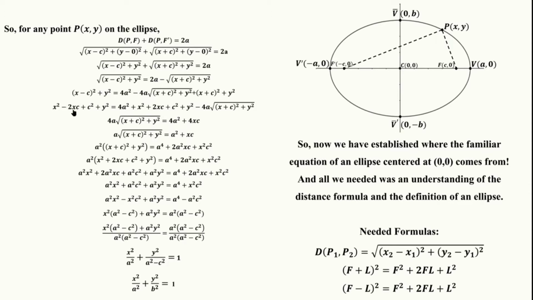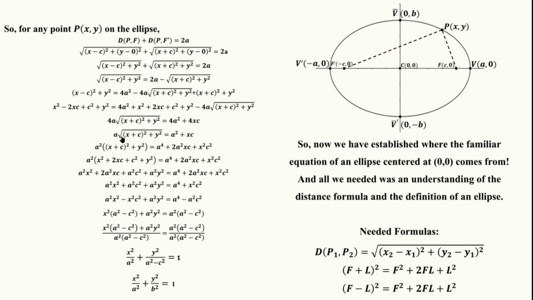When we move this negative 2xc to the other side, we end up with plus 4xc after combining those two like terms. So now we have 4a times the square root of the quantity (x plus c) squared plus y squared equals 4a squared plus 4xc. We notice the common factor of 4 in all terms, so we can divide both sides by 4. So we end up with this expression. Now we're ready to square both sides again to completely get rid of the radical.